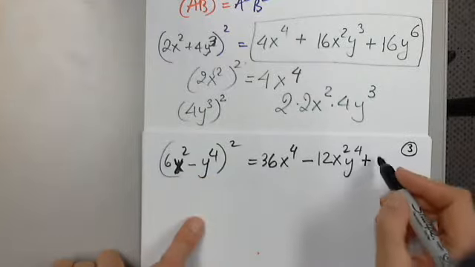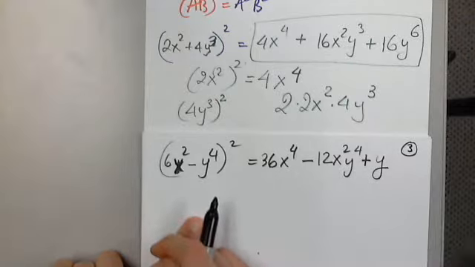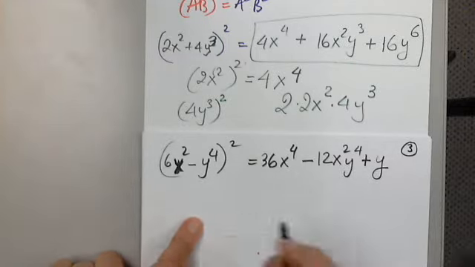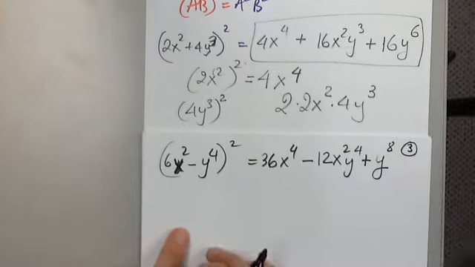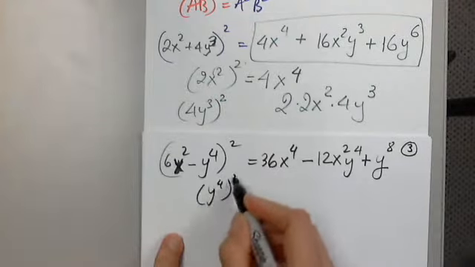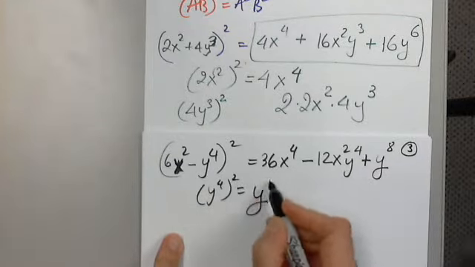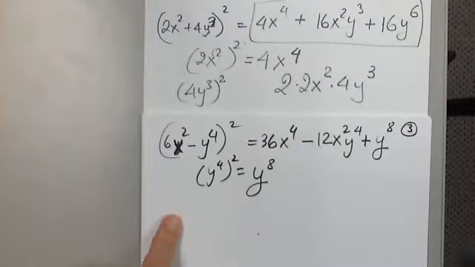Yes, y to the, do you agree with 8? Yes, copy the base, multiply the exponents. y to the fourth, everything squared, copy the base, multiply the exponents. Is this okay? Do we need more examples from any of these?